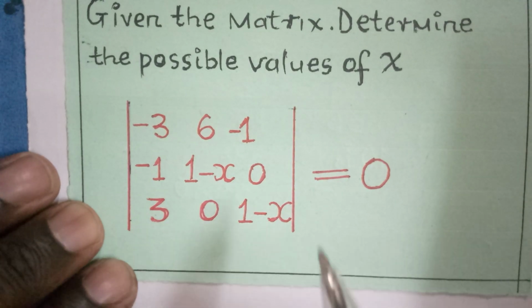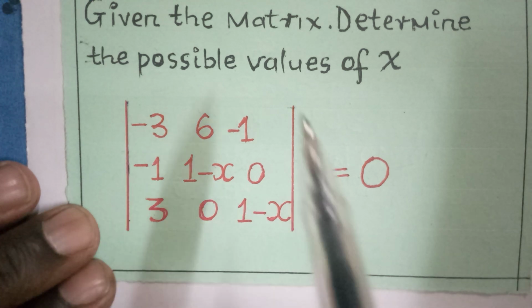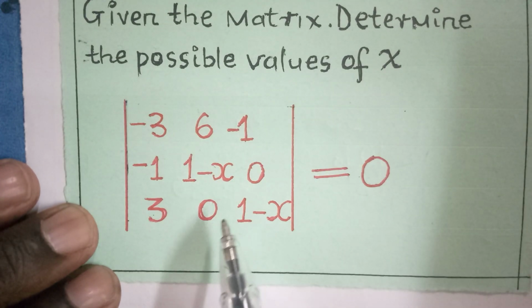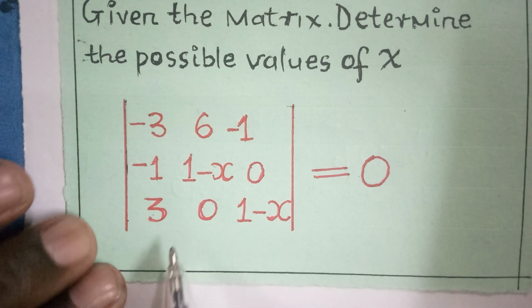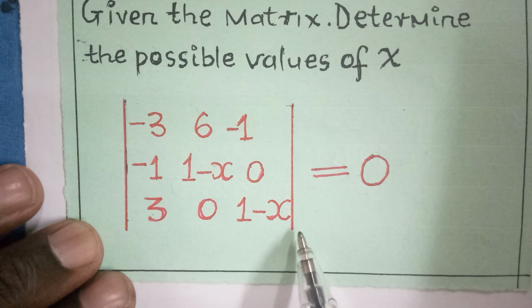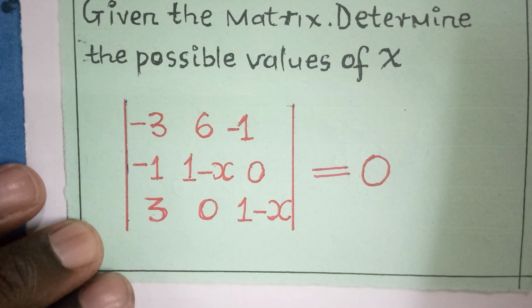Let's now do this question. Guys, I can first read the question. Given the matrix, determine the possible values of x. And so we have a matrix here which is a singular matrix. That means that the determinant of that matrix is 0, and it is also a 3 by 3 matrix.